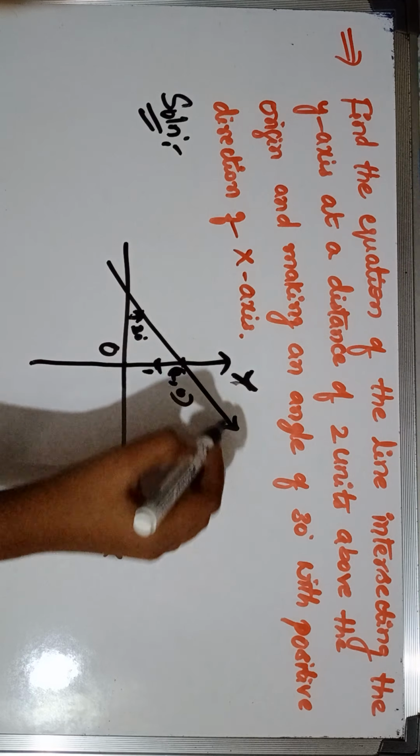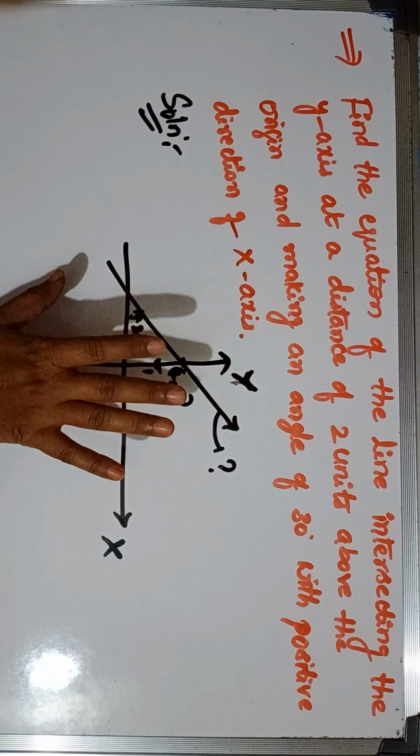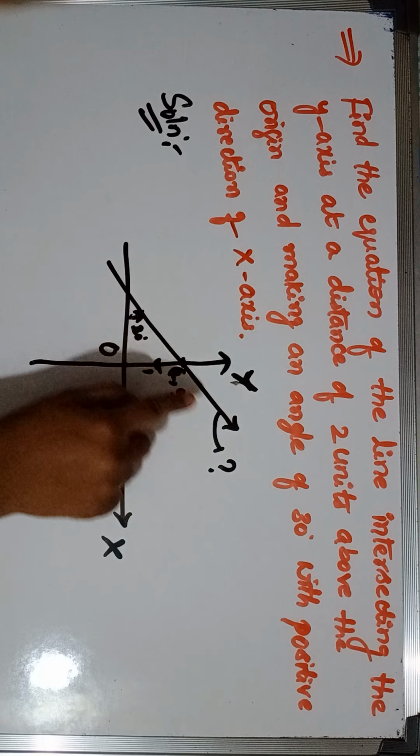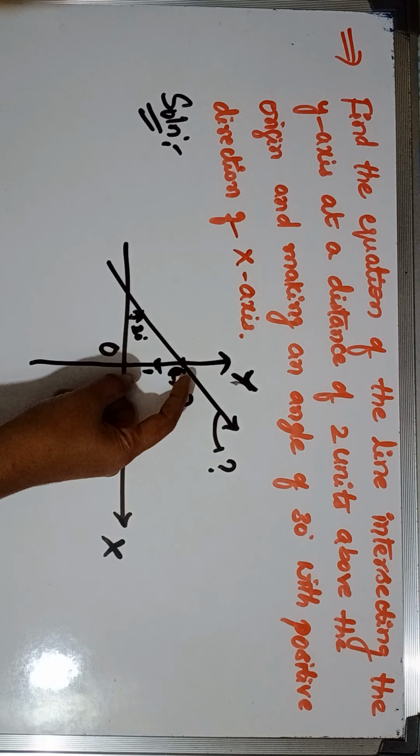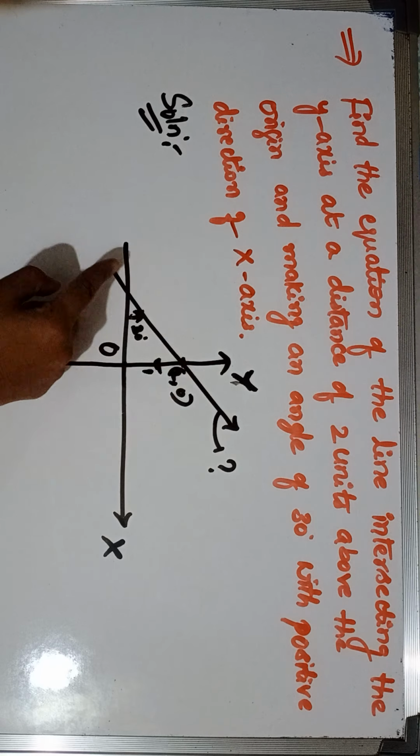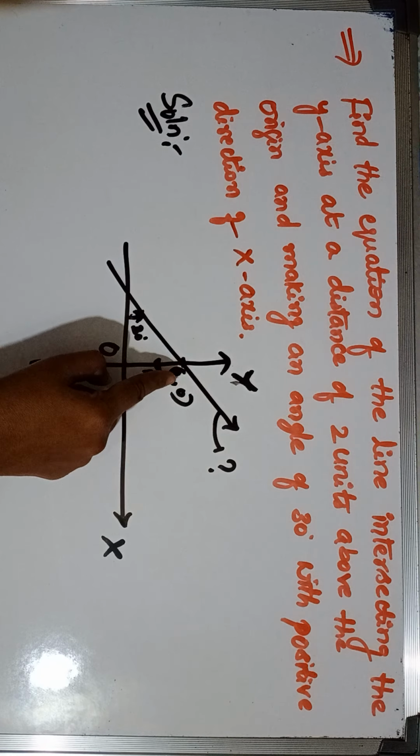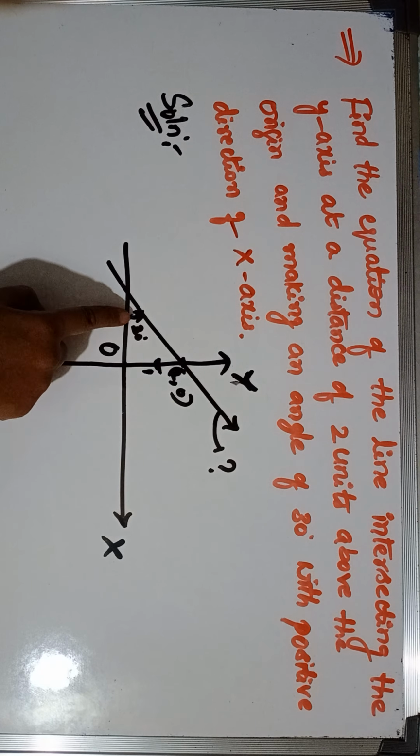Then what will be the equation of this line? We have to find out. Okay, so very simple problem. Okay, see, once again let me tell you clearly. See, this line intersects y-axis at a distance of 2 units above origin. From the origin, 2 units above, this line intersects the y-axis and it makes an angle of 30 degree with the positive direction of x-axis. So this angle will be 30 degree.